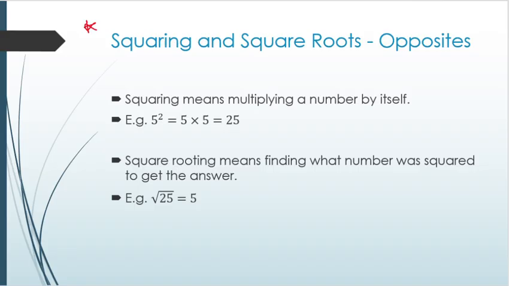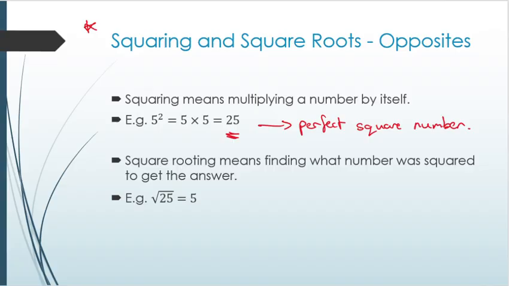So, squaring and square root, they're technically opposites of each other. Okay, so you should all know squaring just means multiplying a number by itself. So, if for my example here, I have 5 squared, I'm going to know that is 5 times 5, and 5 times 5 just means 25. Okay, this number here that you get after you square, it's something called a perfect square number. And this is very important for later on.